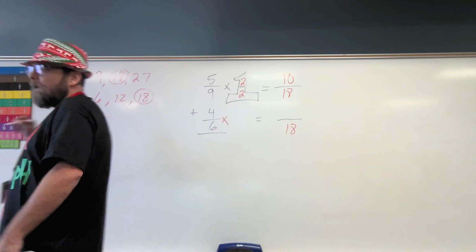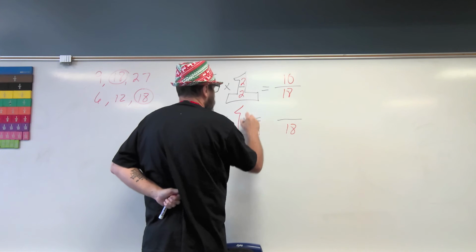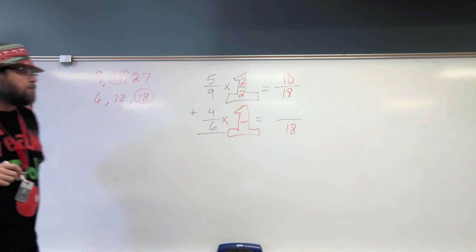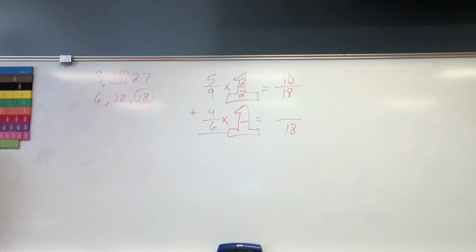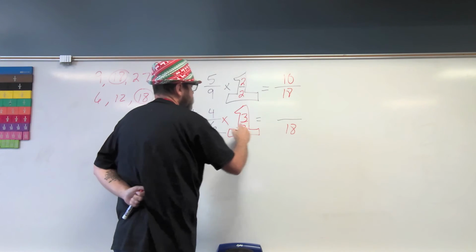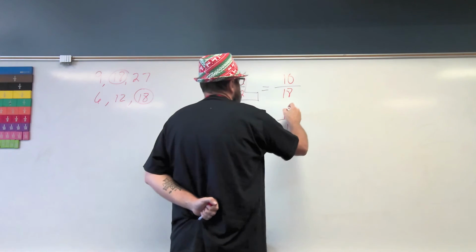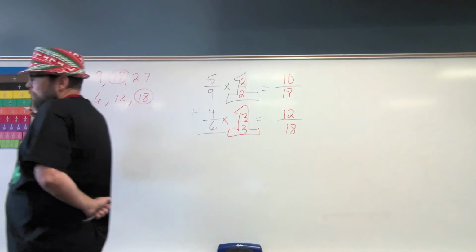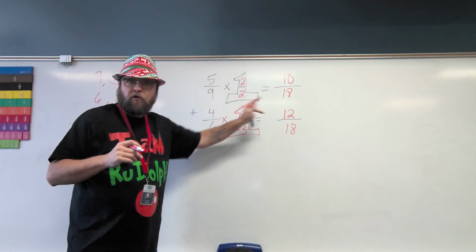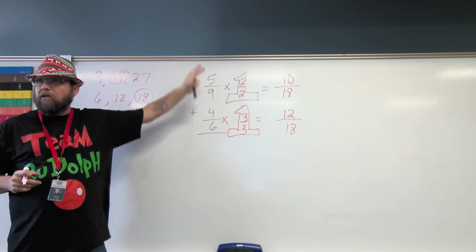I need to change 6 to a denominator of 18. I need to multiply by a fraction that equals 1. So 6 times what would give me 18? 3. And my numerator there would be what? 12. Now notice how it's way easier to make my equivalent fractions when I write them vertically.